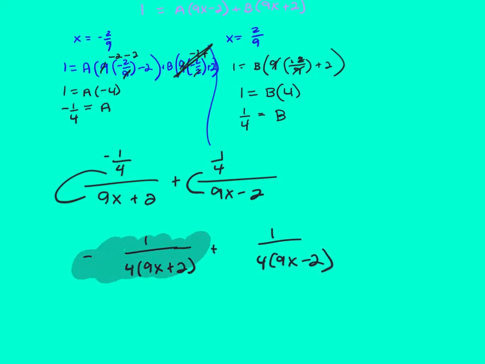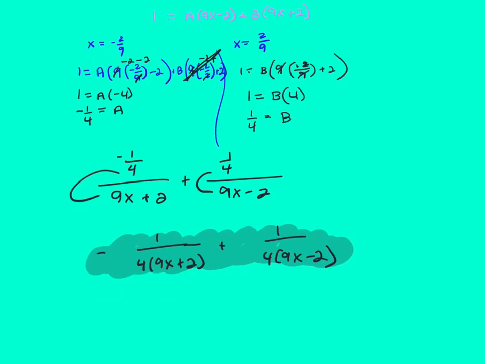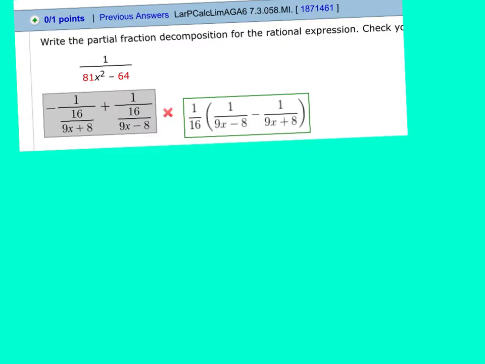And then they just switch the order, but it's still the same thing, as long as the negative goes with the plus on the bottom and the positive goes with the minus on the bottom. You're welcome. Okay, so when you factor this, it's 9x plus 8 and 9x minus 8.